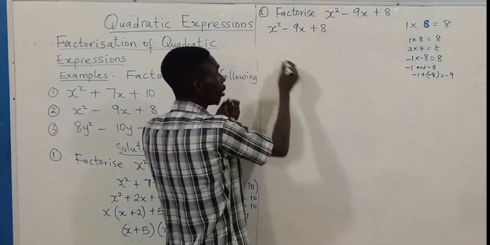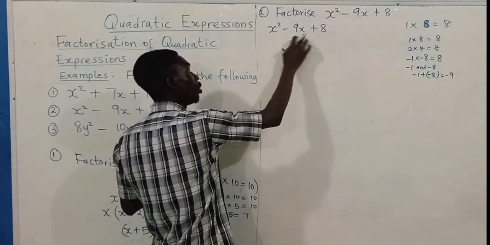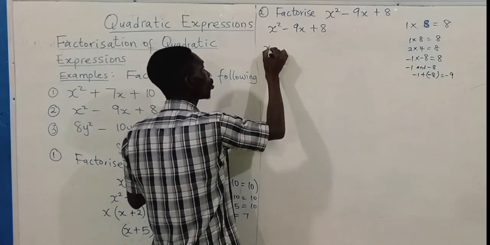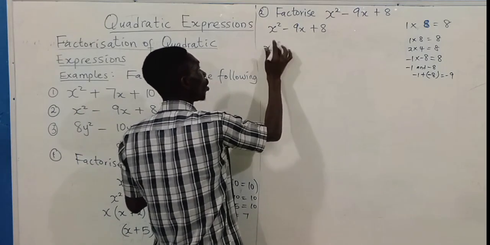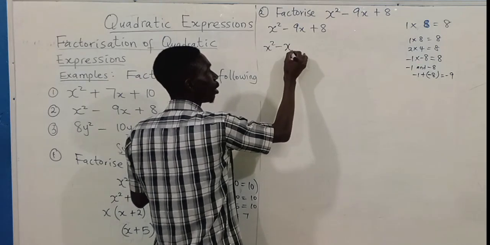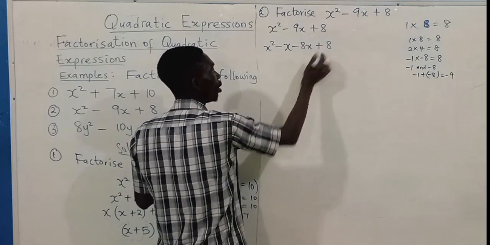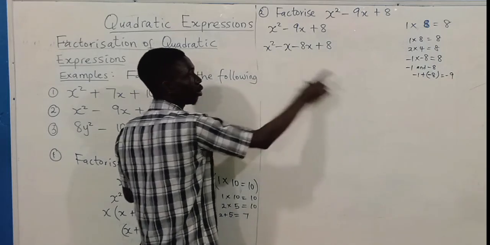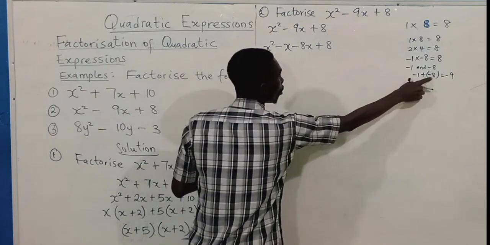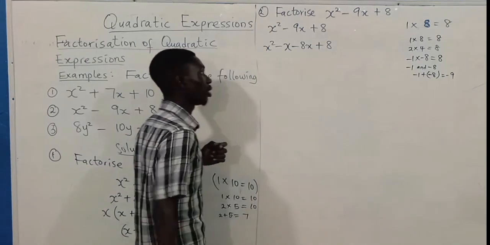So we can do that now. So minus 1 and minus 8 replaces what? The middle term, minus 9x. So we have x squared minus 1x minus 8x plus 8.